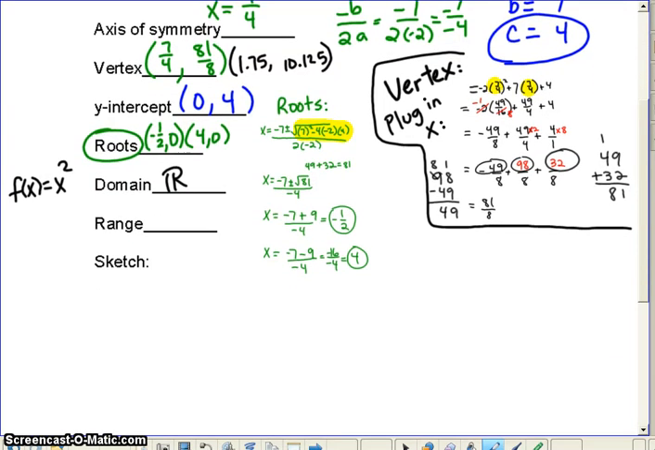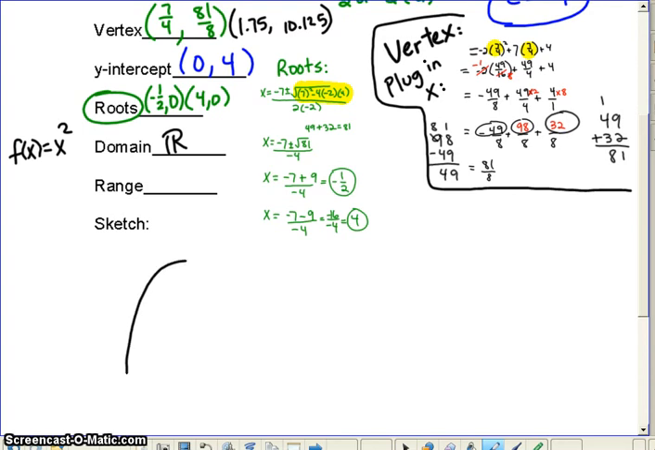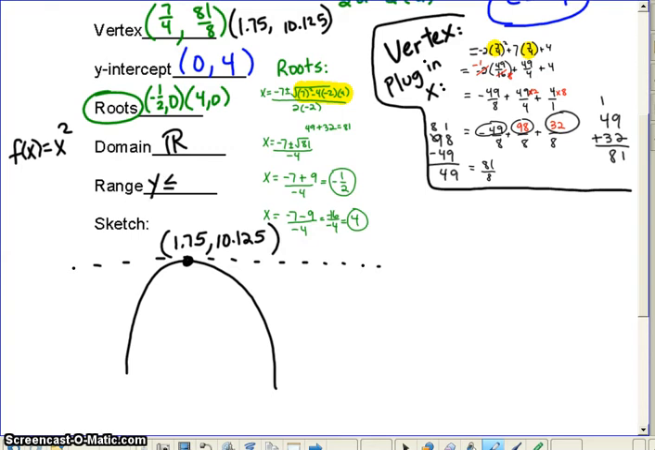So thinking about the range here, the high point on my graph is going to be approximately 1.75, 10.125. That's the maximum point. So that means that my range is never going to go above here. It's always going to go below. So y is less than or equal to 81 over 8, which is 10.125.